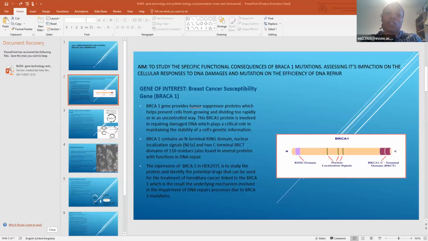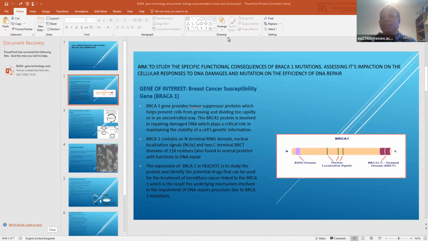This is another presentation for the recombinant BRCA1 gene, which is also known as breast cancer susceptibility gene 1, using the vector pcDNA 3.1 in the mammalian cell HEK293T. We want to talk about breast cancer.